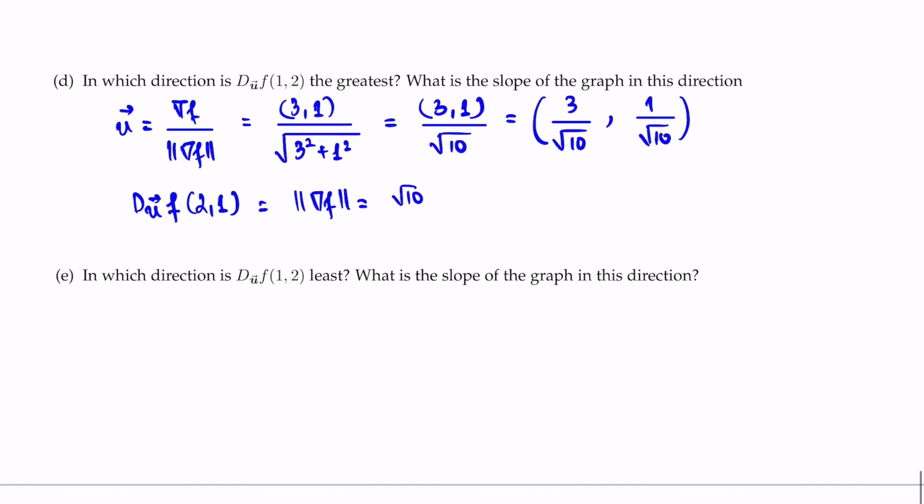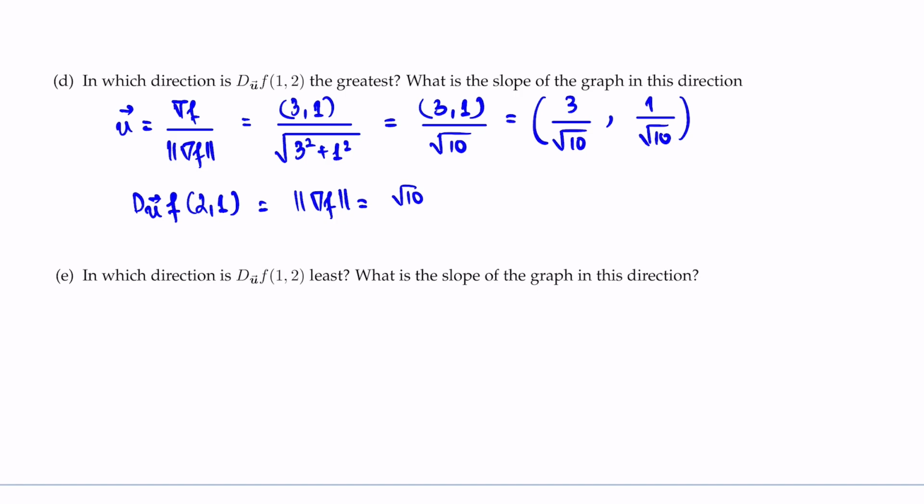Now we're going to move on to the last questions. So in which direction is the directional derivative the least? This is another way to ask you, okay, what is the direction in which f has its greatest rate of decrease, or what is the direction of the steepest descent? That's another way to ask the question. And then what is the slope of the graph in this direction? So we're going to calculate the directional derivative to be equal to negative of the magnitude of the gradient vector of f. So we're going to show that in a minute.